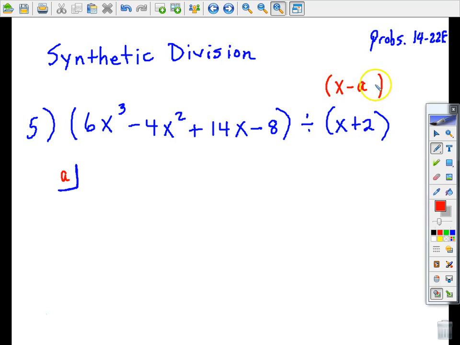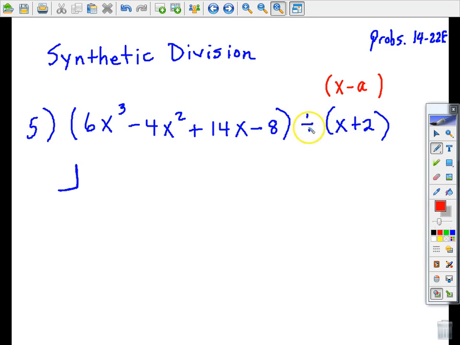Okay, so if I compare this red x minus a to what I'm dividing in this actual problem in blue, x plus 2, then that means a in the blue case must have been negative 2, because subtracting negative 2 would create plus 2. Okay, so this is another one of those cases, and it seems like it comes up quite a bit, where you really have to think opposite of what you're looking at in this problem.